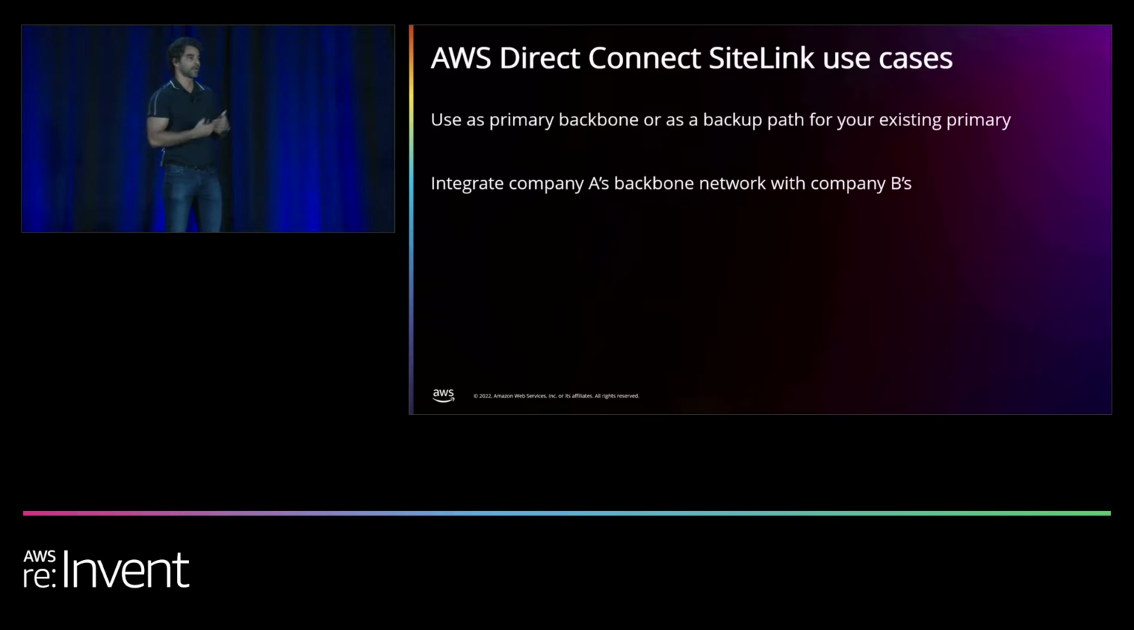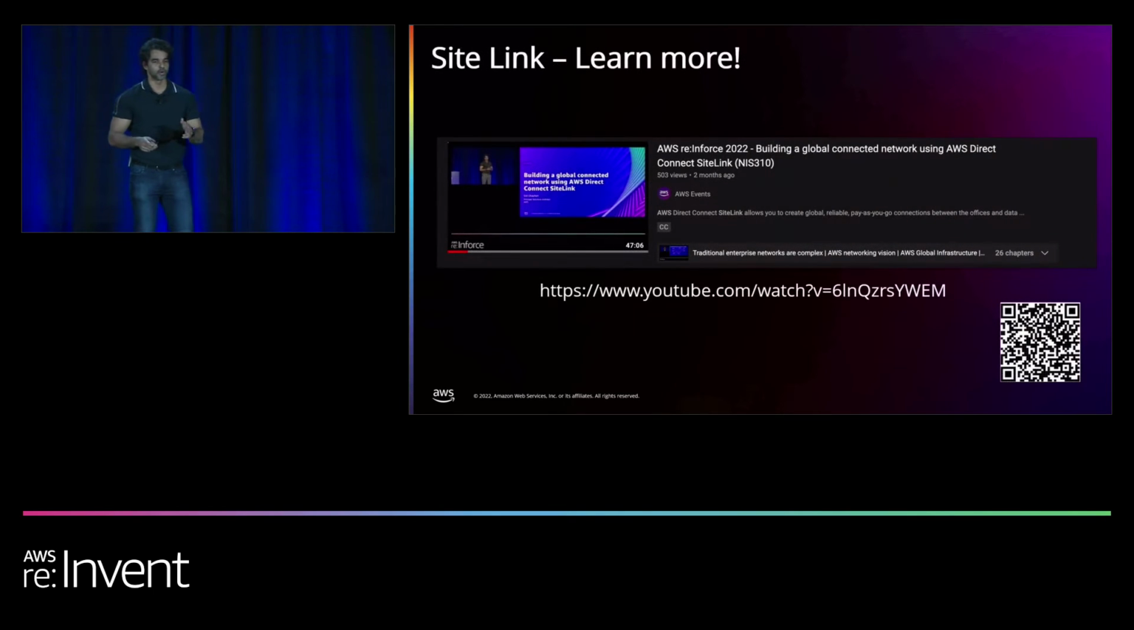It's also a good way to connect to your partners, acquisitions, people you're doing business with. Now, everyone is migrating workloads to AWS, so there's a very high chance that the partner you're doing business with already has connectivity to AWS. Just leverage that. You don't need to create any private circuits to your partners. You can leverage your connectivity to AWS, they can leverage their connectivity to AWS, and you can bridge them together using AWS Direct Connect SiteLink. If you want to learn more, I did a presentation on SiteLink at Reinforce. Feel free to check that.